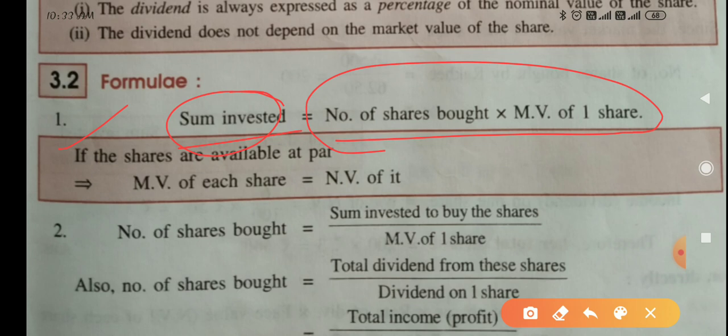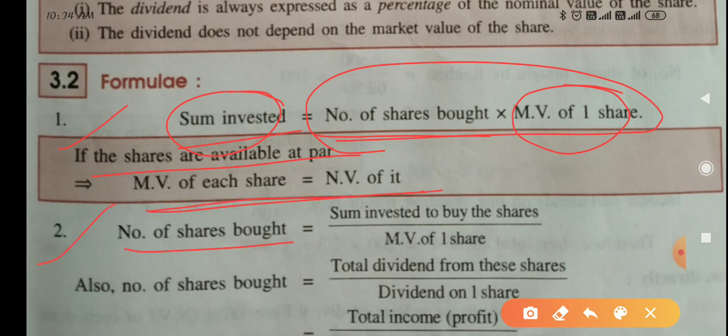Take an example: suppose we want to purchase 10 copies, and one copy costs 10 rupees. Then 10 copies cost 10 into 10, 100 rupees. That is, the number of copies multiplied by the cost of one copy. In the same way, the number of shares multiplied by the cost of one share. Cost means here the MV of one share, because you are purchasing from the market. If the shares are available at par, then the MV of each share will be its NV.